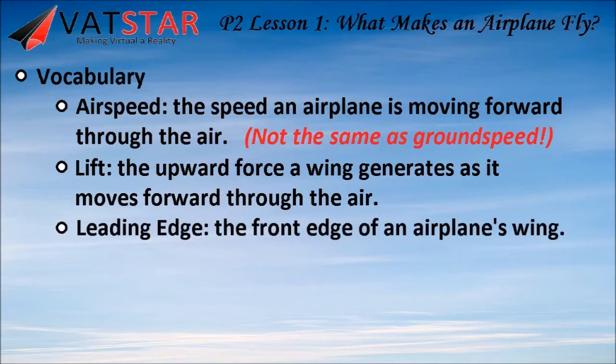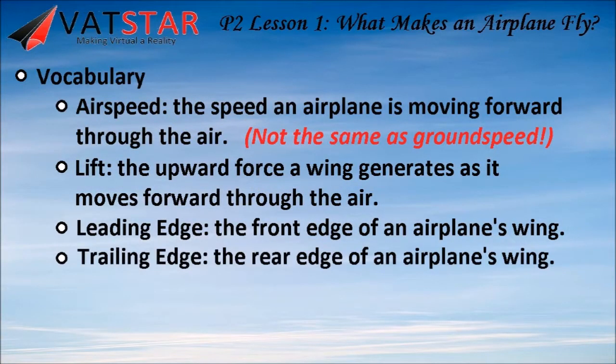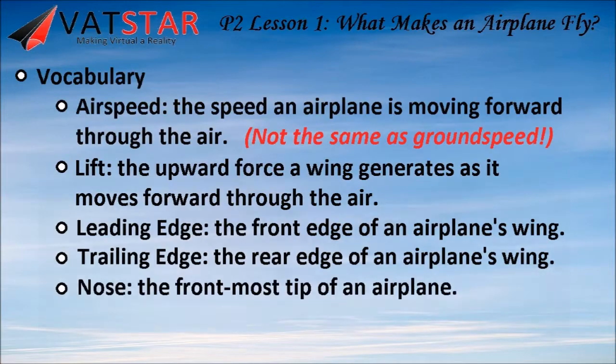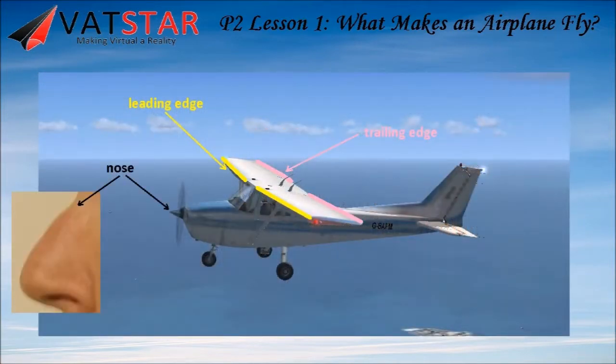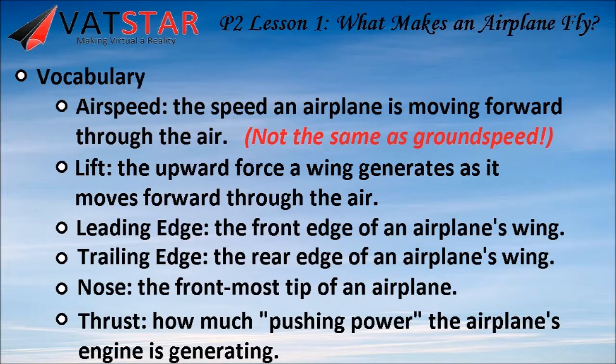When we talk about a wing, sometimes we talk about its leading and trailing edges. So here's our little Cessna Skyhawk, and this is the leading edge of the wing. Likewise, the trailing edge is back here, closest to the tail. And the very front of the airplane is referred to as its nose. Finally, thrust refers to how much pushing power the engine is generating.